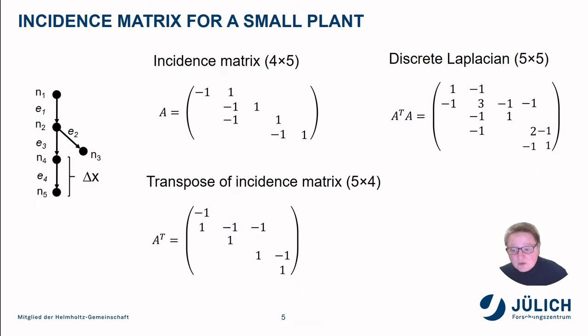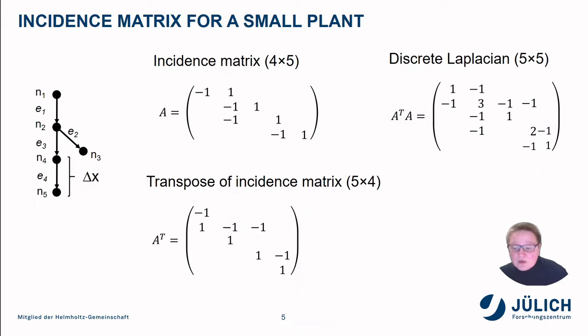For each edge or row, we now denote by -1 if the edge is leaving the node, and by +1 if the edge is arriving at a node. In our example, edge 1 leaves node 1 and arrives in node 2. Edge 3 leaves node 2 and arrives in node 4.